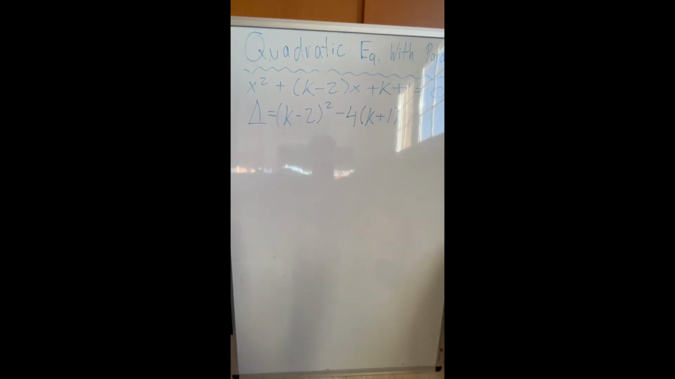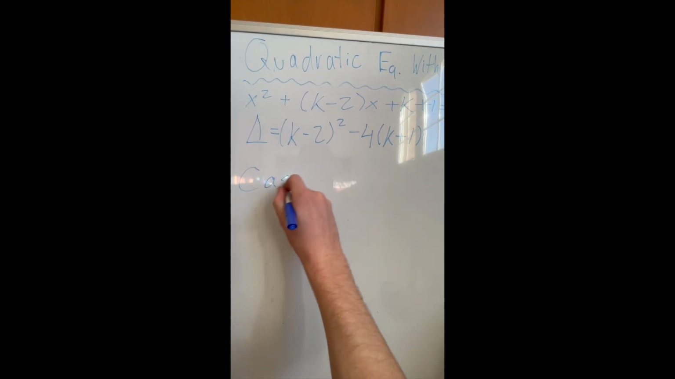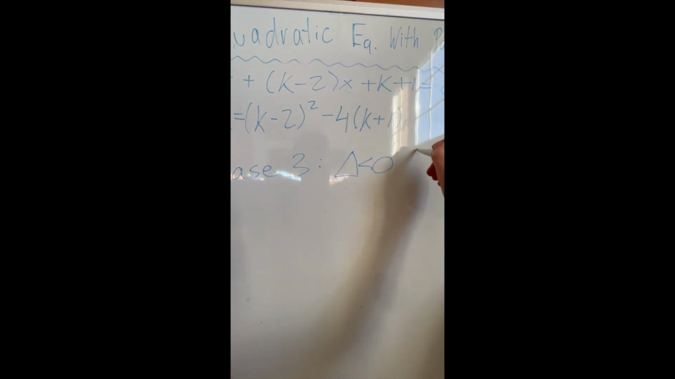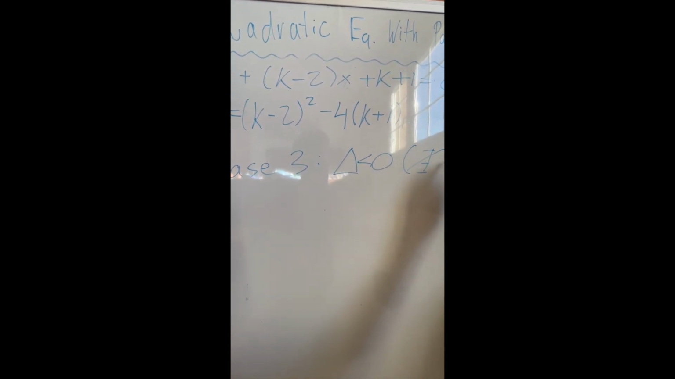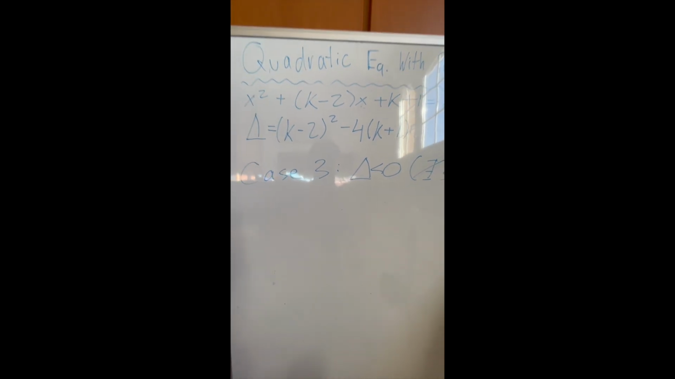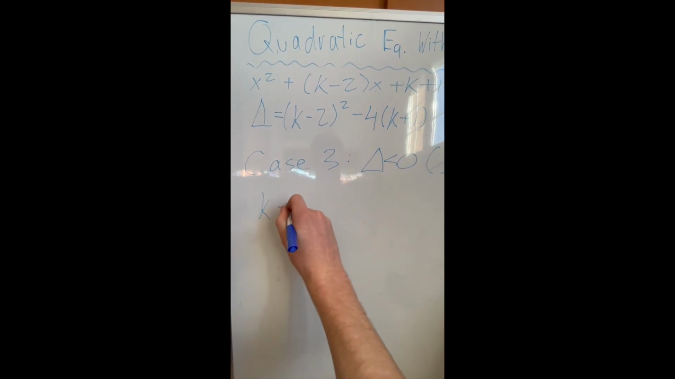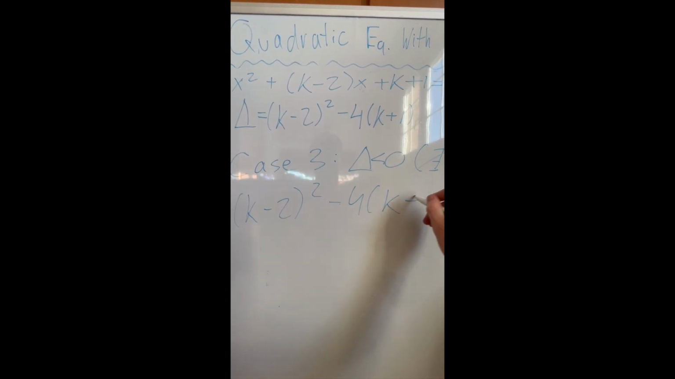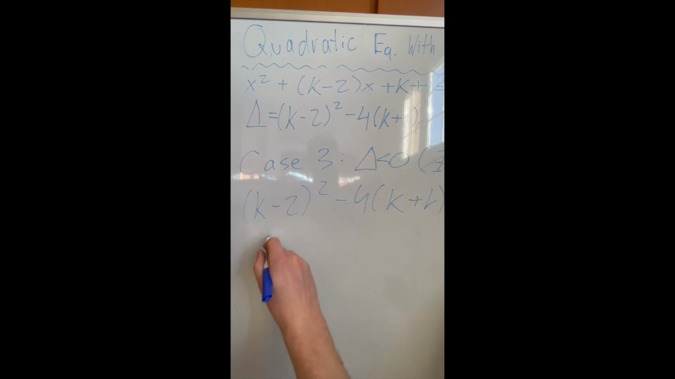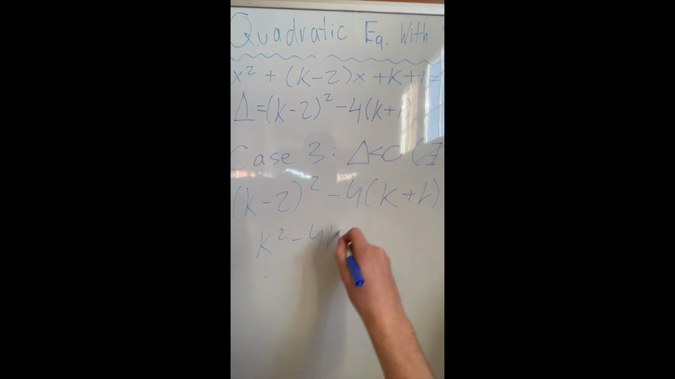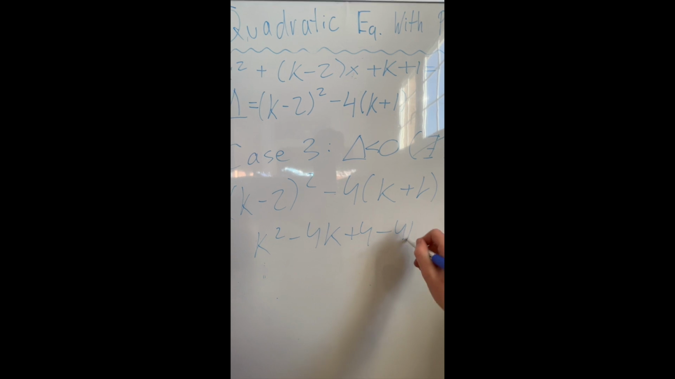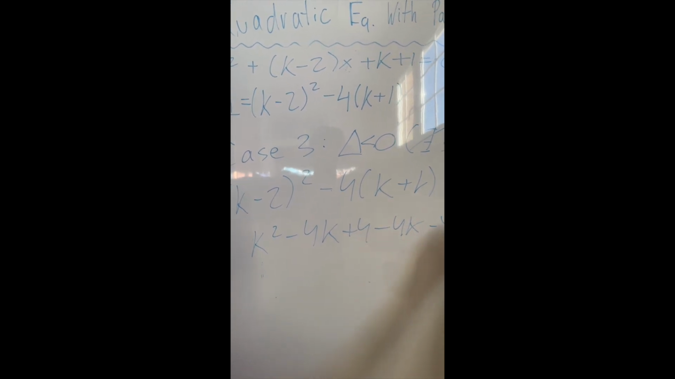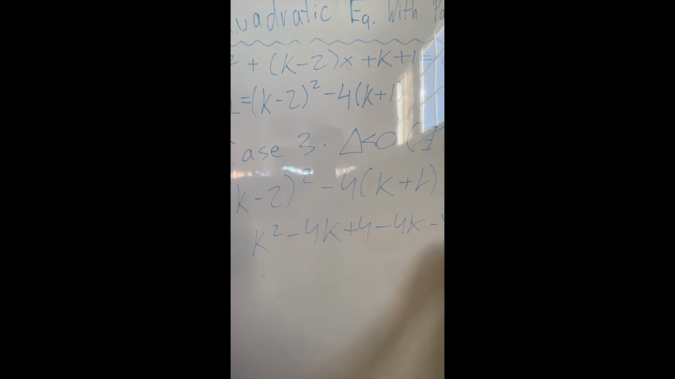Let's look at the final case. Case 3. Discriminant smaller than 0, no solution. (k minus 2) squared, we did the same thing as we did before. Minus 4 times (k plus 1), this will be k squared minus 4k plus 4 minus 4k minus 4, which is smaller than 0.